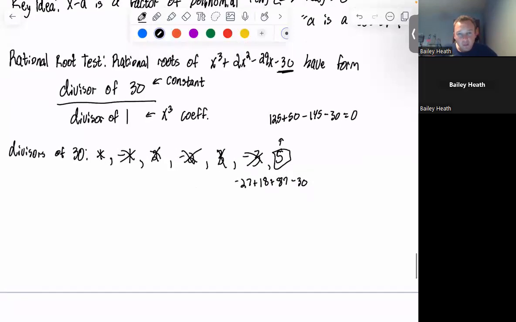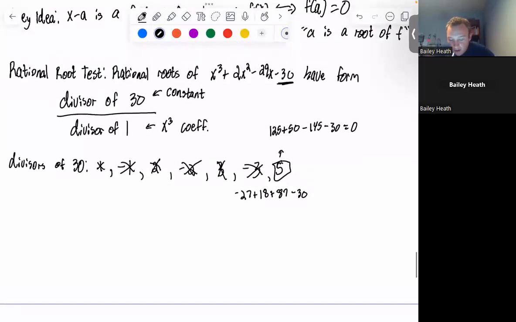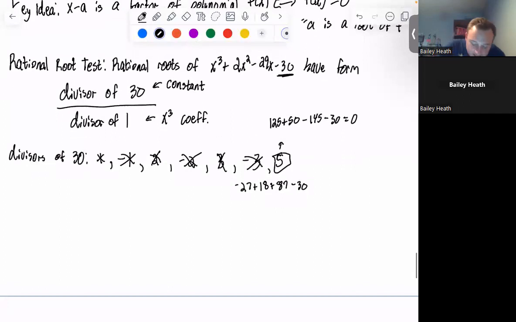Maybe another thing that I'll point out, and actually this is probably a lot easier: now that I found a root, another idea for finding a root is you could probably just graph this thing.